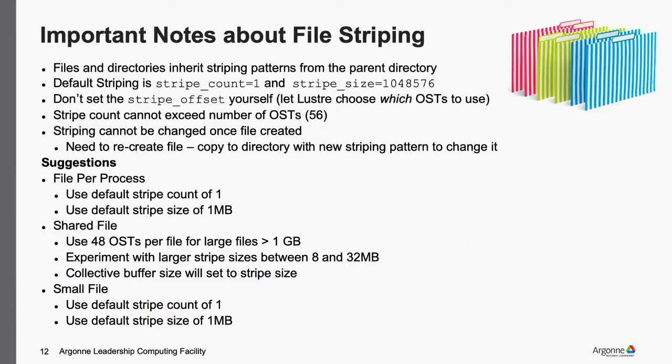All right. So what numbers would you use? Our default is set up for the file per process case. You're going to use a stripe count of 1, but let's say you're using 1,000 files in parallel.